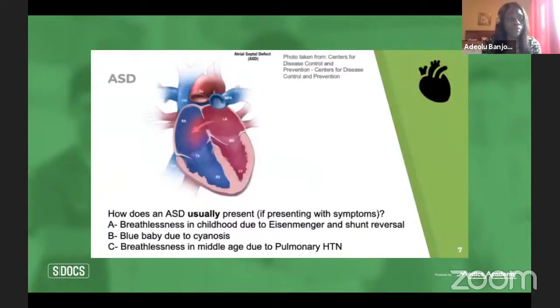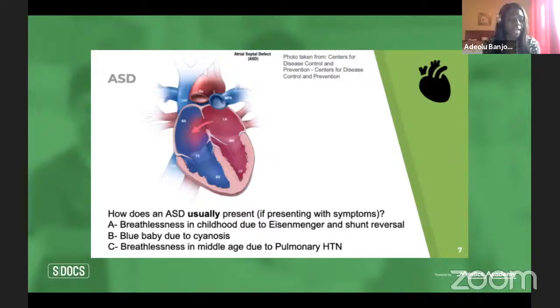So now starting off with an example of a left to right shunt, which is the most common congenital heart disease that you can get, which is an ASD, or an atrial septal defect. So an atrial septal defect is a hole in the atrial septum causing a left to right shunt of oxygenated blood. There's 2 types of ASDs. There's an ostium secundum, which is in the mid-septum, so that's what's demonstrated in the picture there, and that is the way more common form of ASD. There's also an ostium primum ASD, which is going to be lower in the septum.